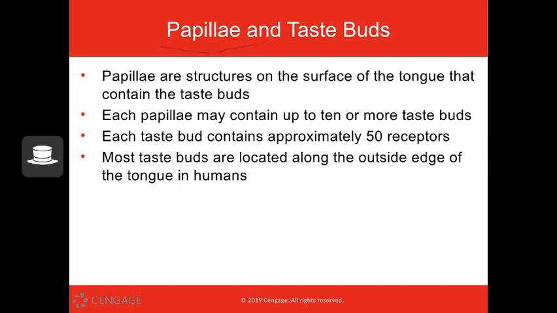Papillae are structures on the surface of the tongue that contain our taste buds. Each papillae may contain up to 10 or more taste buds, and each taste bud contains approximately 50 receptors. Most taste buds are located along the outside edge of the tongue in humans.